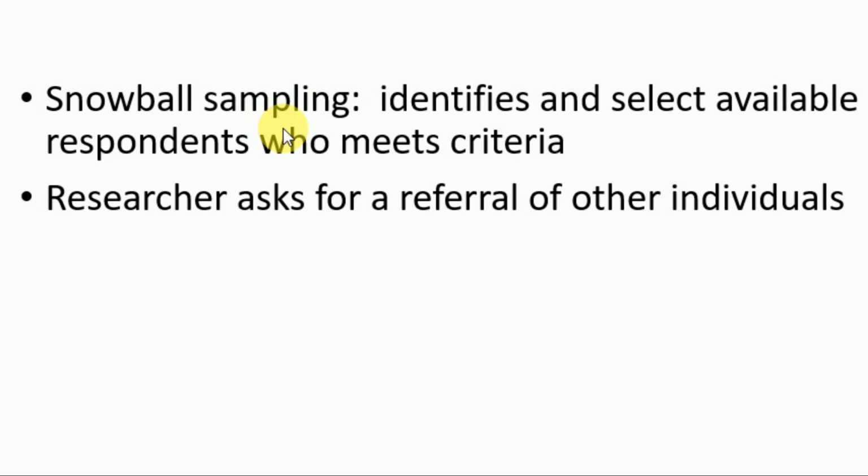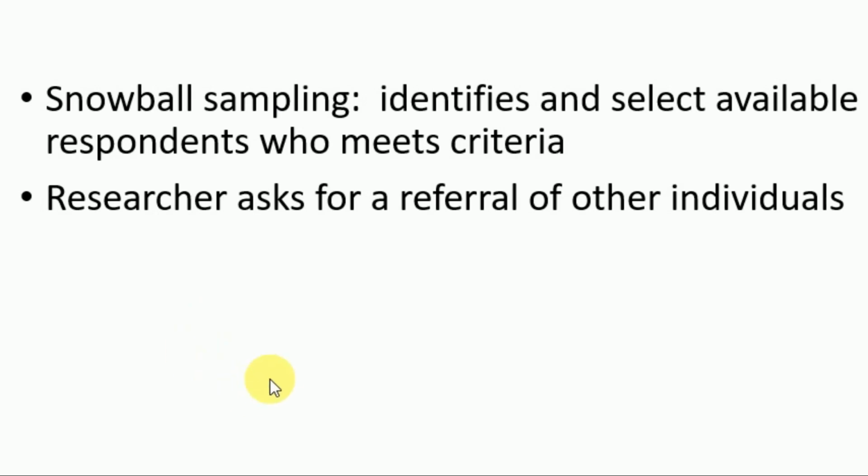Next is the snowball sampling. In snowball sampling, the researcher identifies and selects available respondents who meet the criteria. After that, the data is collected from the subject and the researcher asks for a referral of other individuals who would also meet the criteria and represent the population of concern.